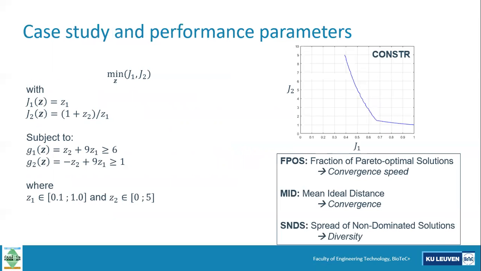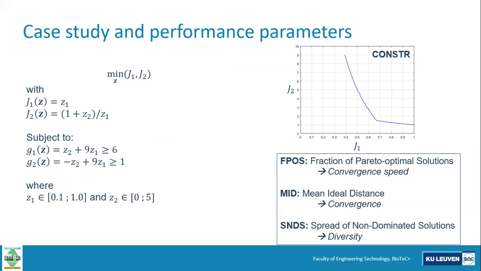Now, the proposed method is applied to the scalar construct study. It consists of two objectives that need to be minimized, and it also considers two inequality constraints. Both the genderless sexual selection algorithm and also a benchmark NSG2 algorithm are applied to this case study, but in order to compare their performances, three performance parameters are followed throughout the optimization process. The first one is a fraction of Pareto optimal solutions, which gives us an idea of conversion speed.